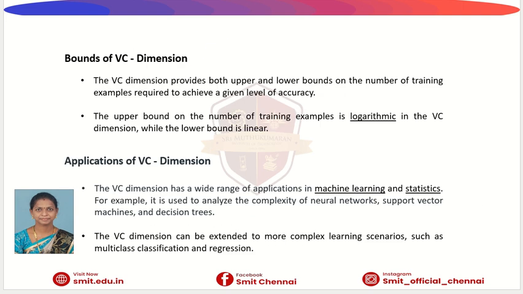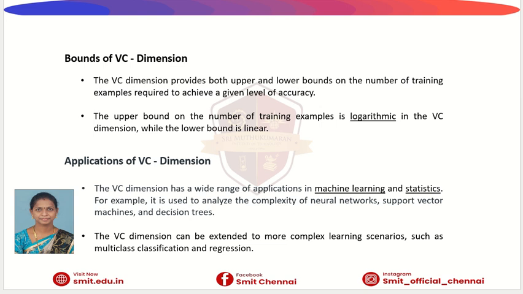Bounds of VC dimension. VC dimension also tells us how much training data we need. Upper bound grows logarithmically with VC dimension, meaning as model complexity increases, the required data increases slowly at first. Lower bound, the minimum number of samples must increase probability. Example, simple topics need few examples, but complex topics need many examples to classify.